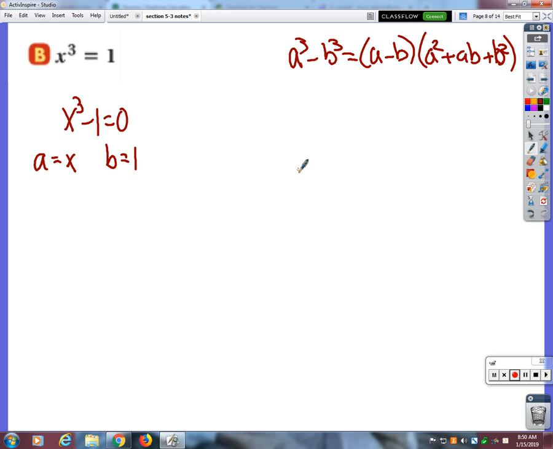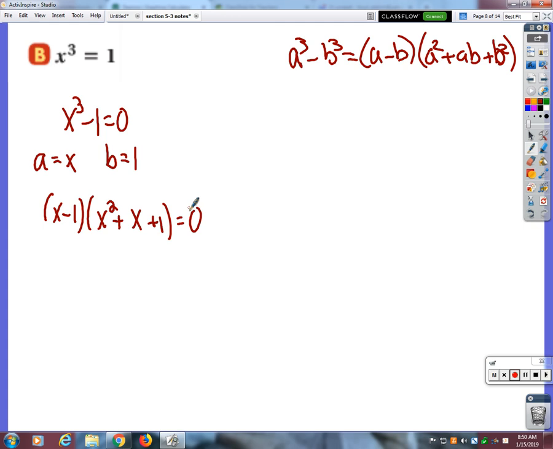Absolutely. But you're missing out on two solutions if you do that. Okay? There are two more solutions. So I'm going to just rewrite that. I'm going to go x minus 1, x squared plus, if I multiply a times b together, in this case I just get x, and then 1 squared is just 1, okay? And that equals 0, okay?